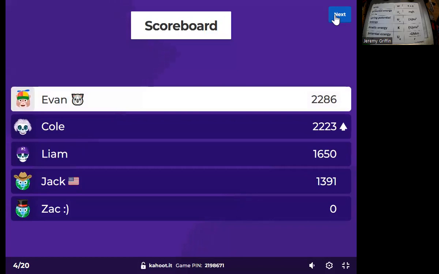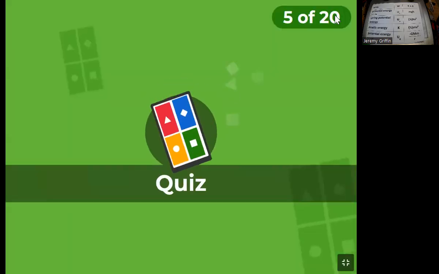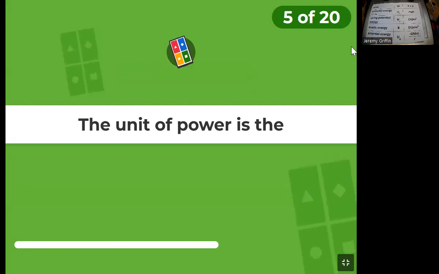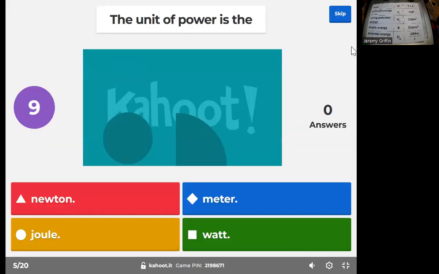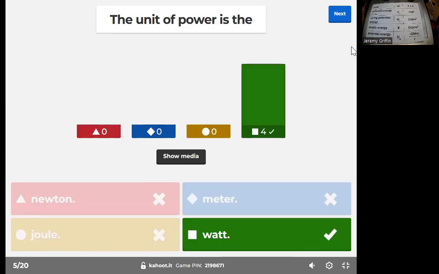We've got Evan, Cole, Liam, Jack. So what's the unit for power? Yeah, watts. A classic example is you see that stamped on a light bulb all the time. It might say 40 watts. That means if it's plugged in and turned on, it's pulling 40 joules per second. That's what a watt is.